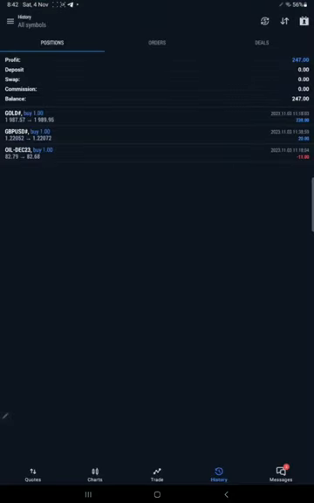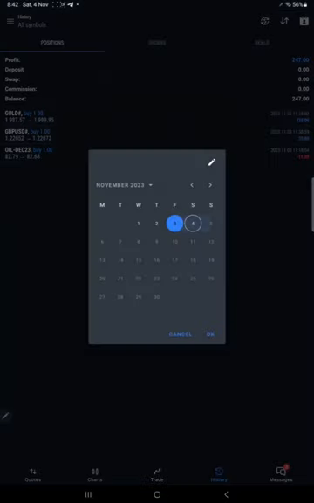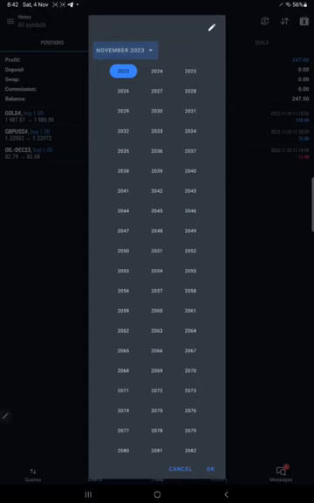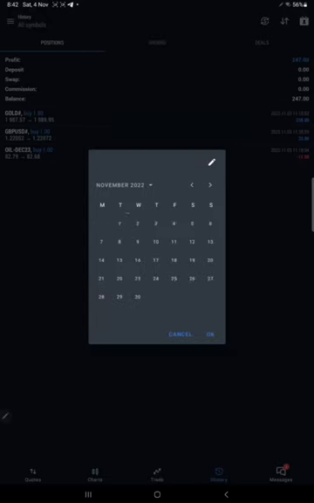And here is the MT5 terminal where we placed trades as per our calendar signals. Yesterday we made $247 profit. You can see the trading date, which was yesterday's date, 3rd of November 2023. And if you see the overall performance of this account, I'll show you the overall performance.